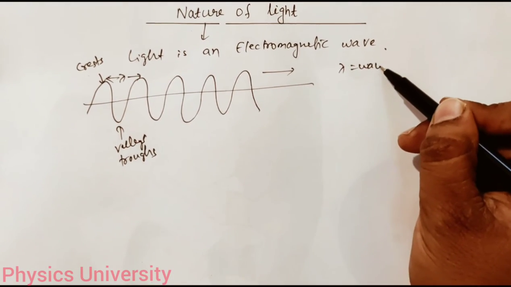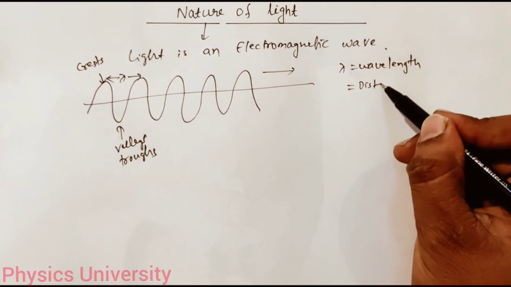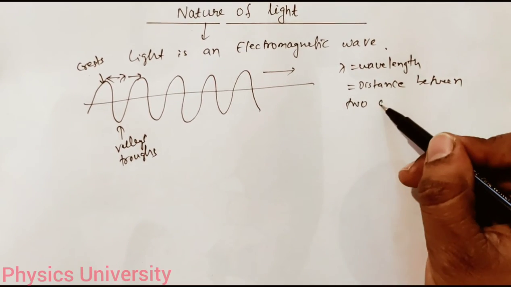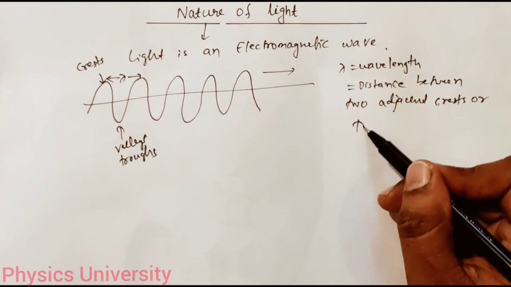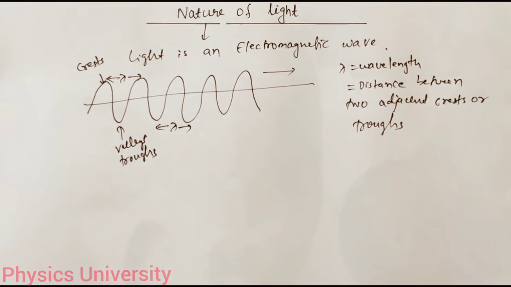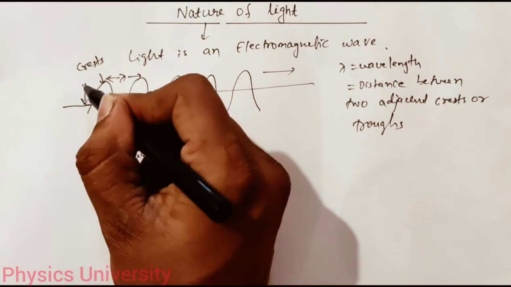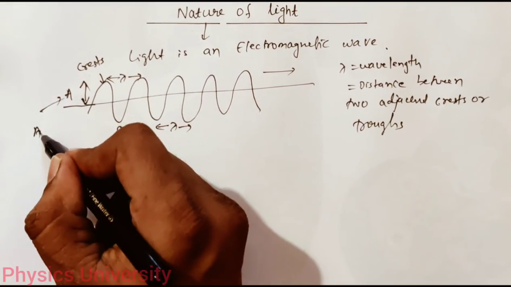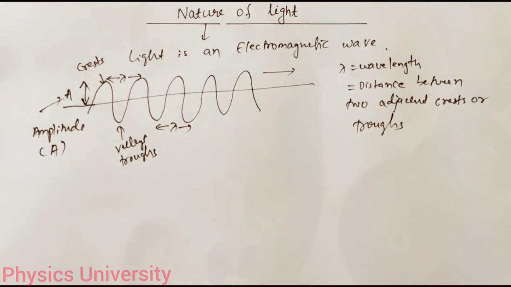Lambda is wavelength. Wavelength is equal to the distance between two adjacent crests or troughs. Right? Between two troughs also, if you measure the distance, that is called as wavelength. Also, you have learned that the maximum displacement from the mean position is called as amplitude. Amplitude is commonly denoted by the letter A.